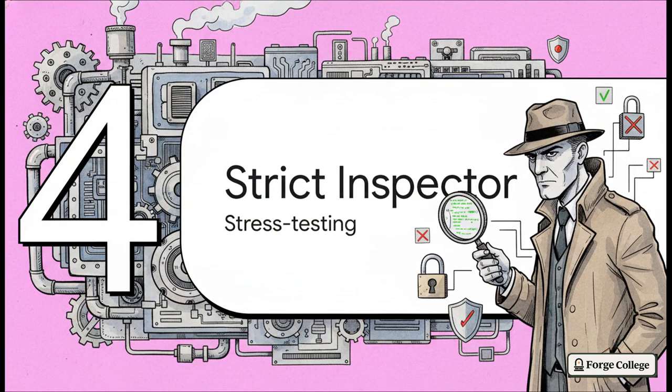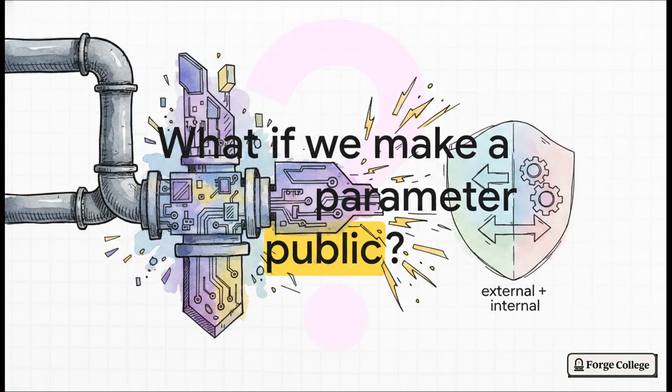Stress testing the machine. Okay, let's ask a highly dangerous question. What if we try to force a public pipe directly into a call data intake valve? Like, what if we take that highly efficient sum array function we built earlier, keep the call data parameter to save gas, but change the visibility from external to public? After all, public is just external plus internal, right? It kind of seems like a clever hack.